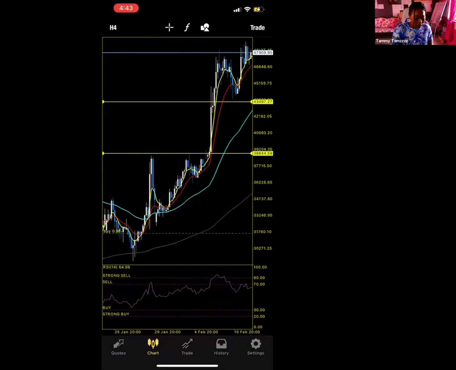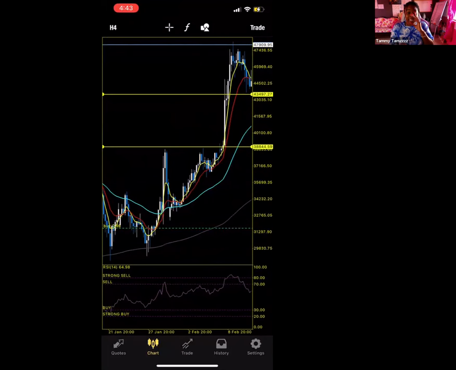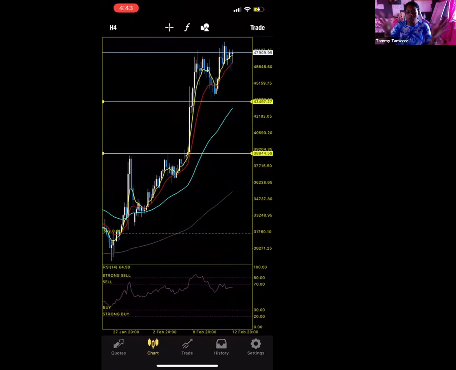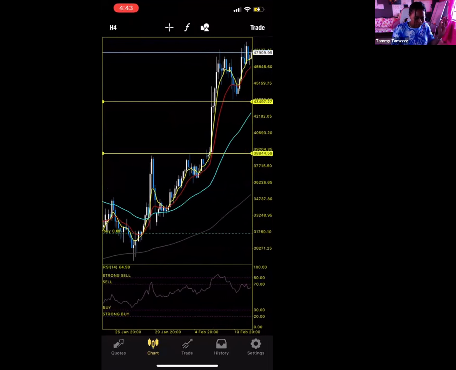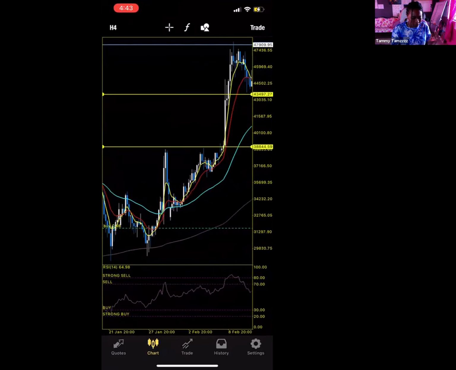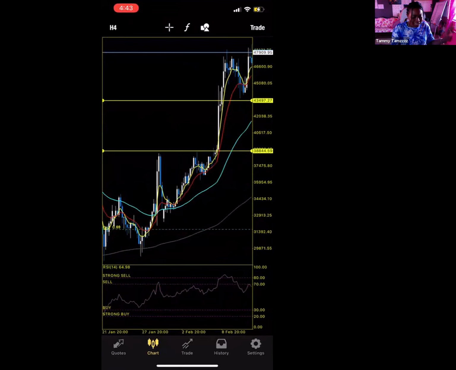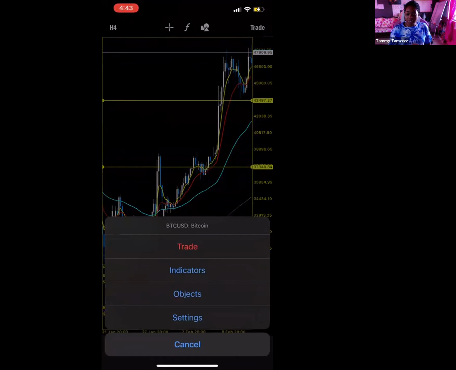So we are back at our entry. Now let's say right now we're up a lot of pips. We're up over 1,000 pips right now on Bitcoin. So let's say I wanted to secure 200 of that. I don't know where between here and there is 200 pips, because I don't know how to calculate pips. So I need something to help me out. When I tap on my screen, I'm going to go back to objects.